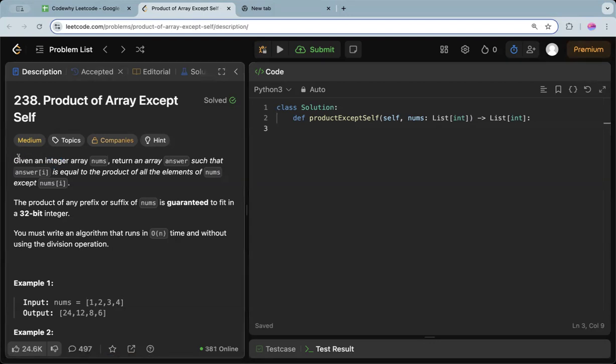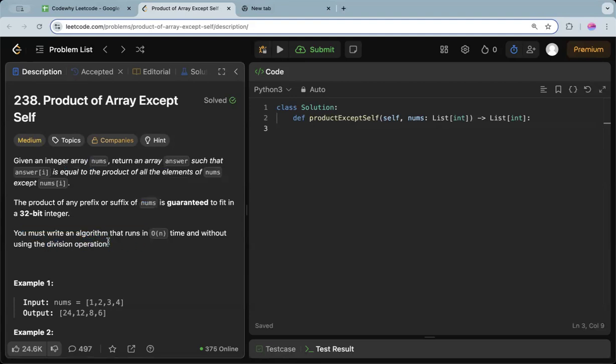This is a question that says given an integer array nums, return an array answer such that answer of index i is equal to the product of all elements in the nums except for the number at that specific index. They also assure us that the nums are guaranteed to be 32-bit integers, and we must write the algorithm in O(n) time complexity, and we are not allowed to use the division operator.